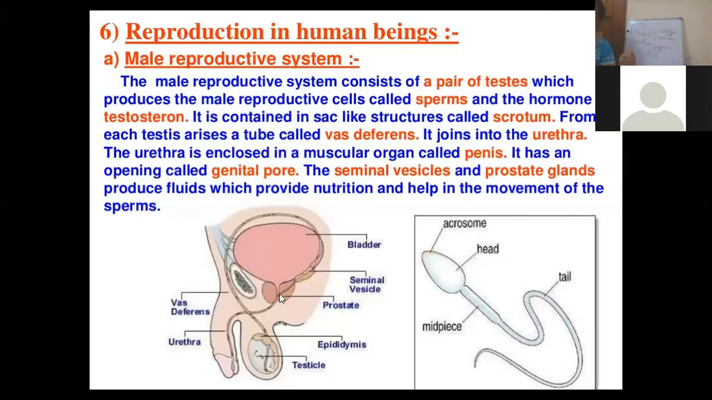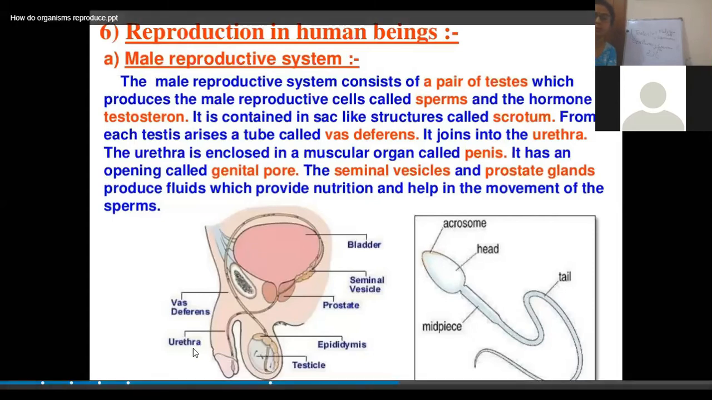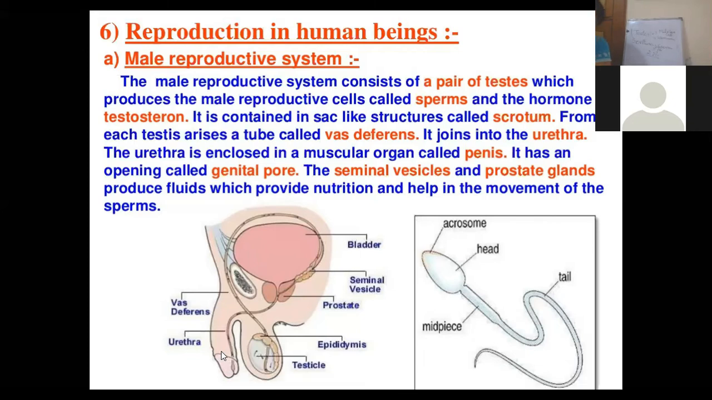So the passage through which the sperms and the urine flow is a common duct. There is a common passage for the urine as well as for the sperm to flow out from the body of the male, right? Then the urethra passes through a muscular organ, and this muscular organ is made up of erectile tissues. This is known as the penis. It's a highly soft and highly sensitive organ, right?